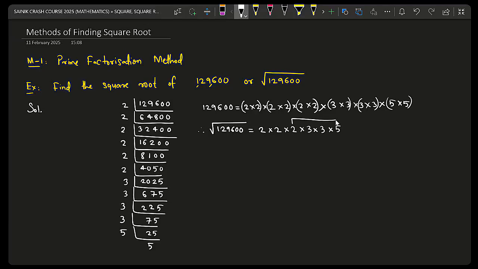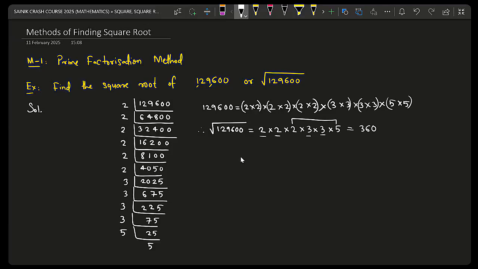The 2 fives we do later because 2 fives are 10, so simply we can add 0 at the end. 2 twos are 4, 4 threes are 12, 12 threes are 36. Now add 0 at the end, that is 360. Therefore, the square root of this number is 360. What is this method called? Prime factorization method.